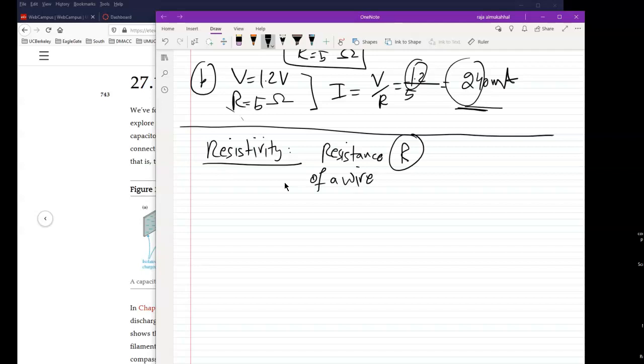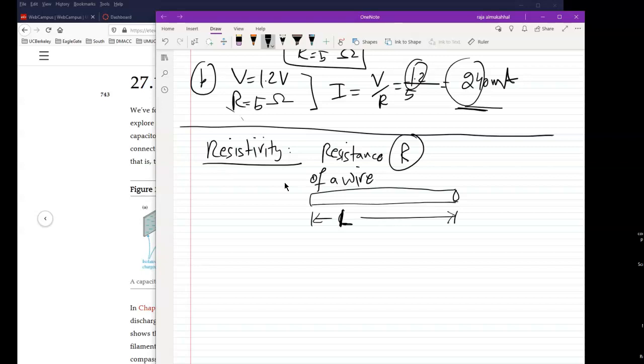Okay, let's see. If I have a wire of some length, big L, and if I make it longer than L, would the resistance increase or decrease? It will increase, right?